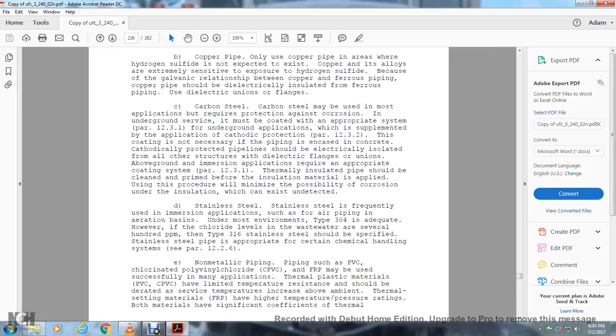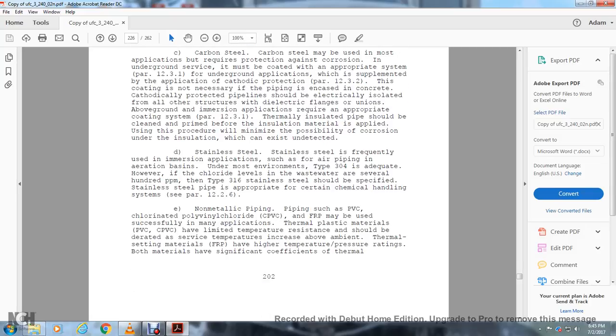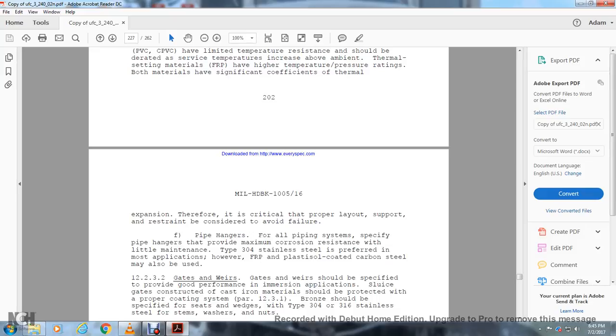Non-metallic piping. Piping such as PVC, chlorinated polyvinyl chloride or CPVC, and FRP may be successful in many applications. Thermoplastic materials such as PVC and CPVC have limited temperature resistance and should be derated at temperatures increased above ambient. Thermoset materials, or FRP, have higher temperature and pressure ratings than both of these materials, and a significant coefficient of thermal expansion. Therefore, it is critical that proper layout and support for restraint be considered to avoid failure.